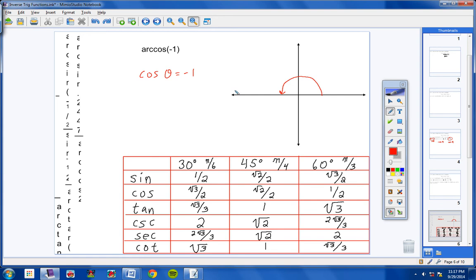So with my calculator I'm typing in cosine of 0 and I get out 1, so that's not it. Cosine of 90, that's not it. Cosine of 180, and that's it. There we go. So theta would equal 180 degrees. Or if I wanted you to write your answer in radians, you would put pi. Okay? Hopefully you're getting this. Let's move on. Okay? Let's try the next problem here.